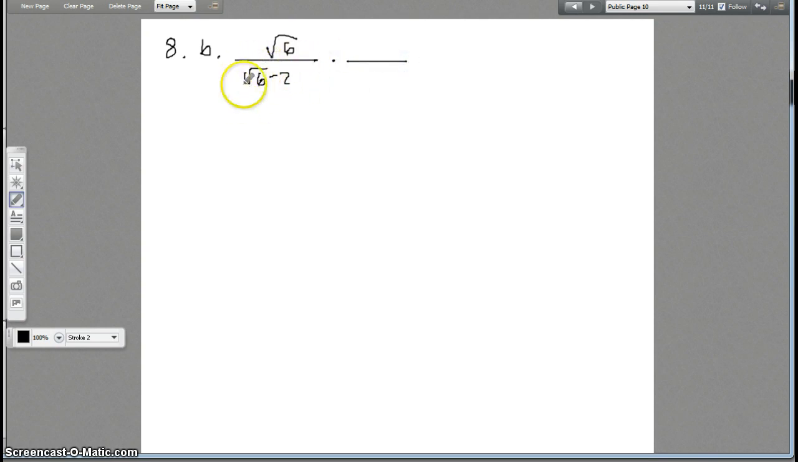The conjugate, we write down both terms, square root 6, and we write down a 2. We have a negative here, so we change that to a positive. And then we're going to write the same thing in our numerator. So square root 6 plus 2 over square root 6 plus 2 is actually just 1. We're multiplying by 1 to get an equivalent fraction.